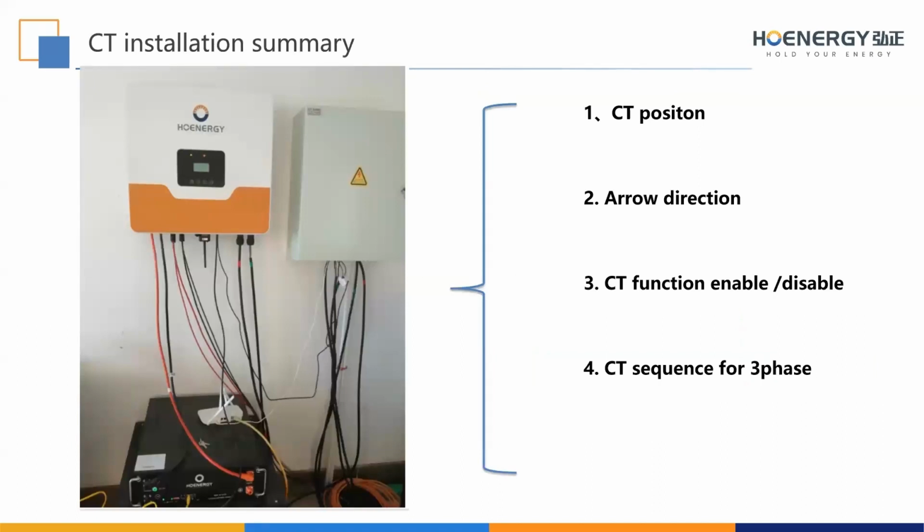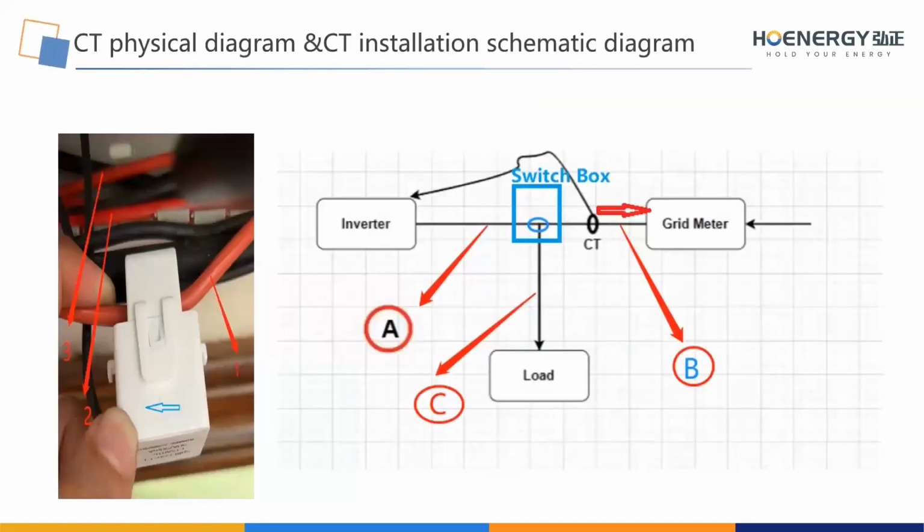We highlight 4 points to install the CT: position, direction, the CT function, and the CT sequence. You can see the left picture. This is a CT physical diagram for a single phase inverter. A single phase inverter comes with 1 CT, and a 3-phase inverter includes 3 CTs. Let's move on to the right picture.